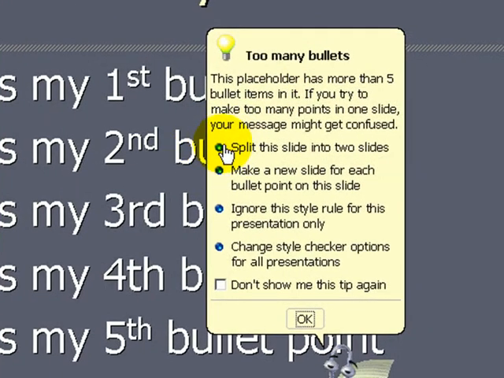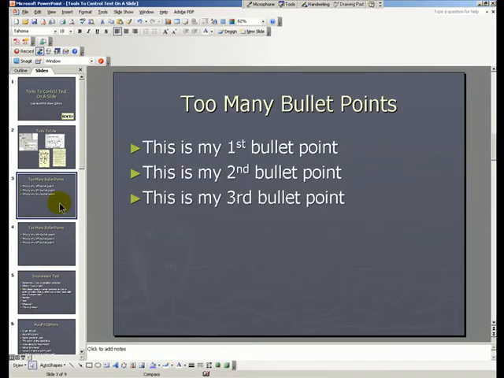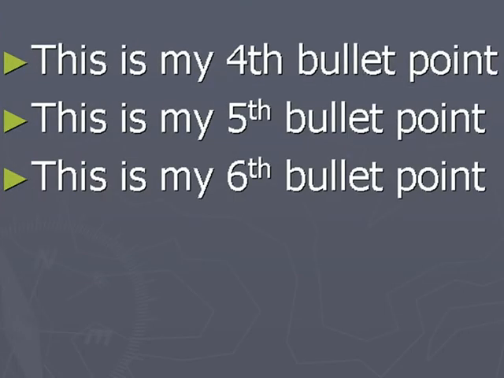So what I could do is choose to split this into 2 slides. I could make a new slide for each point, ignore it, or change my options. Let's see what changing this slide into 2 slides results in. So here we have our first 3 bullet points and our next 3 set. That's a nice choice in there that we can do very easily.